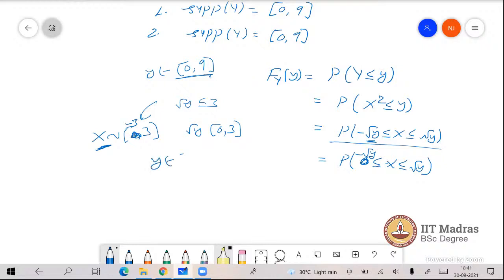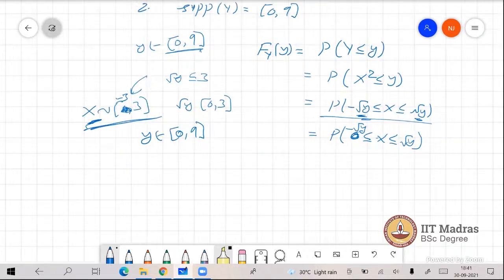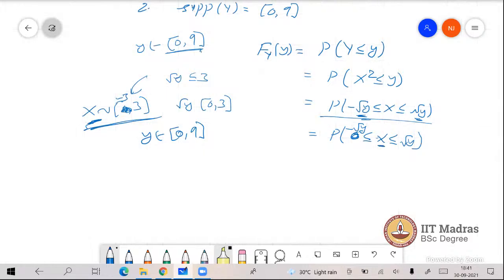Yes. So why have I chosen y in 0 to 9? I'm worried about minus root y and root y. Both these points will be inside the support of x, right? So now x is uniform. I've told you the probability of this thing. This will be 2 root y by 3. It is something like that.